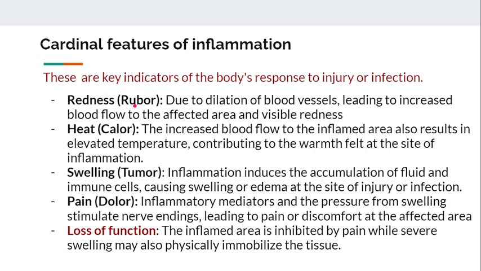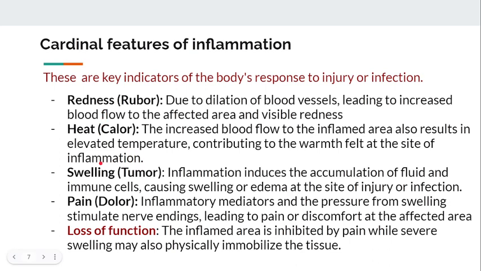Okay, so rubor is just the dilation of blood vessels, which leads to the increased blood flow to the affected area, and there is what we call visible redness. Okay, so this is what rubor is. Then apart from that, you experience that there'll be some warmth. Okay, you begin to feel some heat on the site where you've been injured, and that is called calor. Okay, so both rubor and calor are due to increased blood flow. So that increased blood flow will lead to that red color. It will lead to heat generation as well.